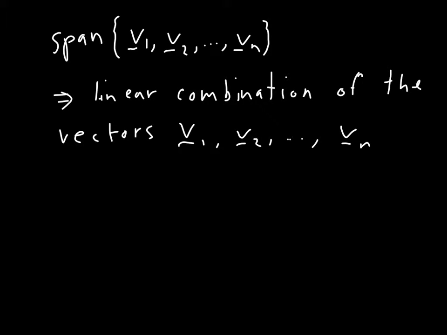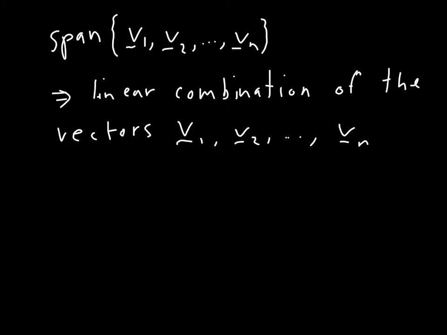The span of v1, v2, all the way up to vn, so n vectors. The span of those is simply the linear combinations of those vectors. Okay, so still nebulous, so we'll move to the next slide.